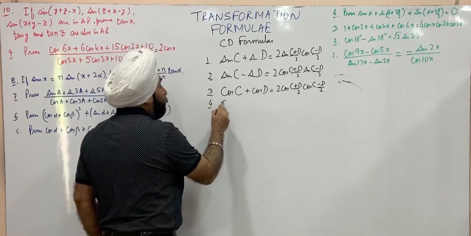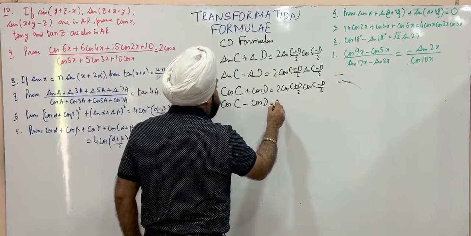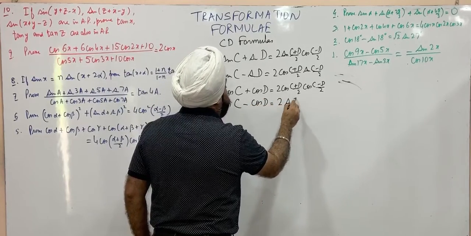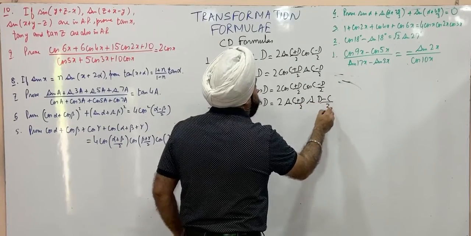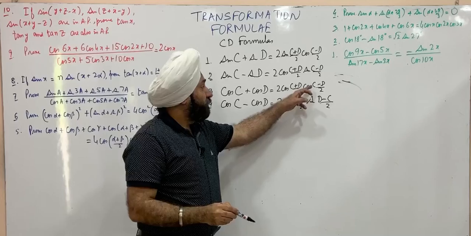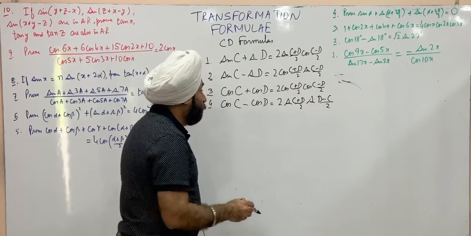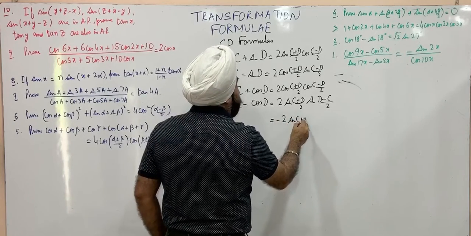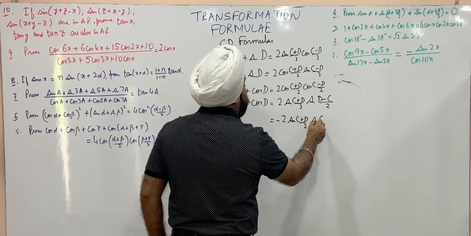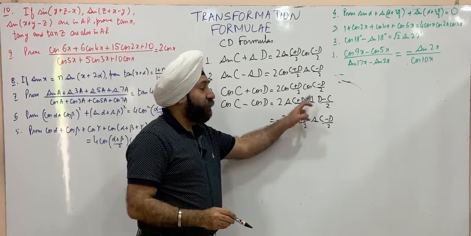The fourth one is for cos C minus cos D. This is equal to 2 sin of (C plus D) by 2 into sin of (D minus C) by 2. So instead of C minus D by 2, this is D minus C by 2. Or this can also be written as minus 2 sin of (C plus D) by 2 into sin of (C minus D) by 2. The minus sign can be written here, or we write D minus C.